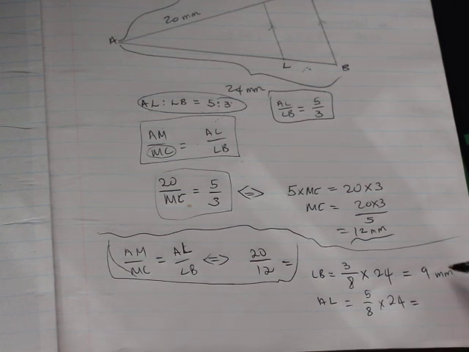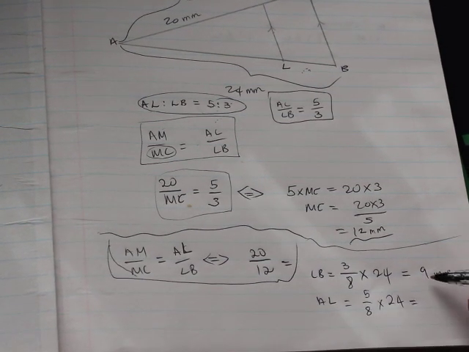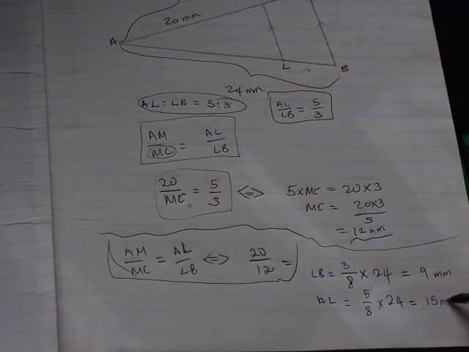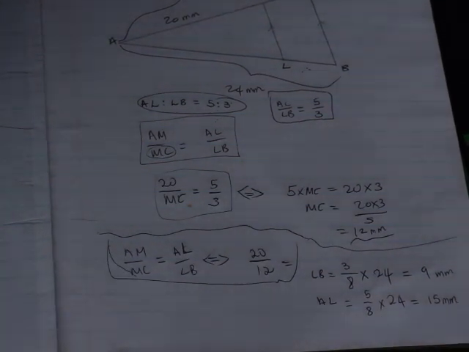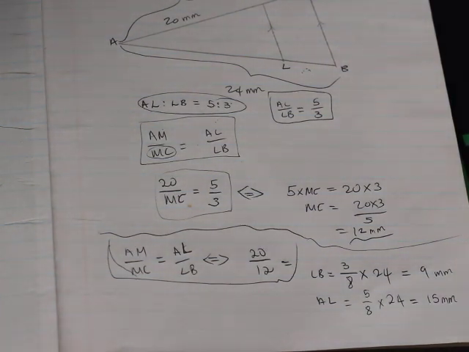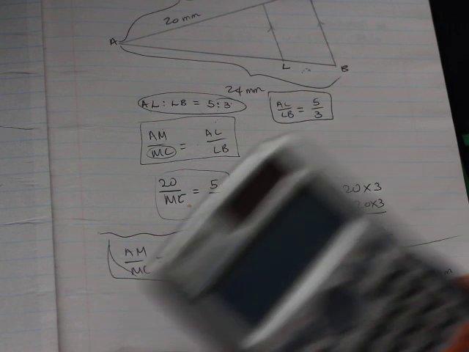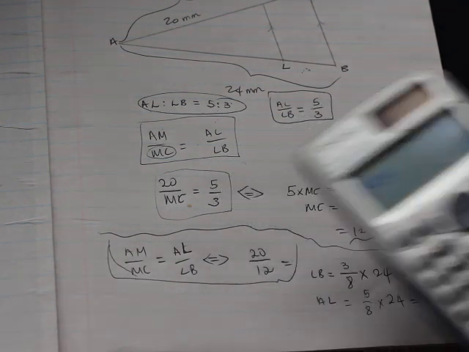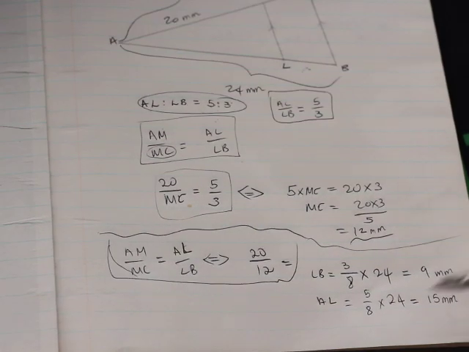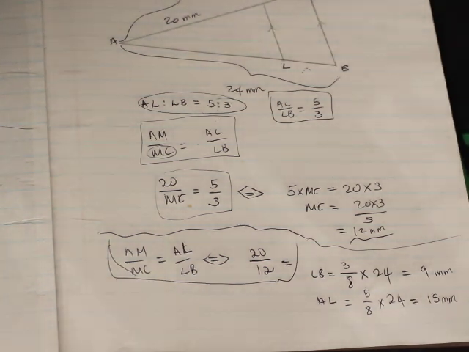And obviously we could have easily said 24 minus 9 and we get our 15 millimeters. But this would give you 15 as well. So 5 over 8 times 24, it's giving me 15. Okay, it's giving me 15. So that's how we managed to find our LB, right?